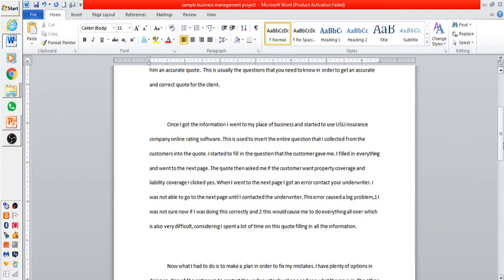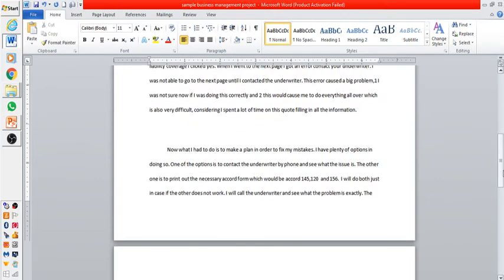The error caused a big problem. One, I was not sure if I was doing this correctly, and two, this would cause me to do everything all over again, which is also very difficult, considering I spent a lot of time on this quote, filling in all the information. Now, what I had to do is make a plan in order to fix my mistakes.